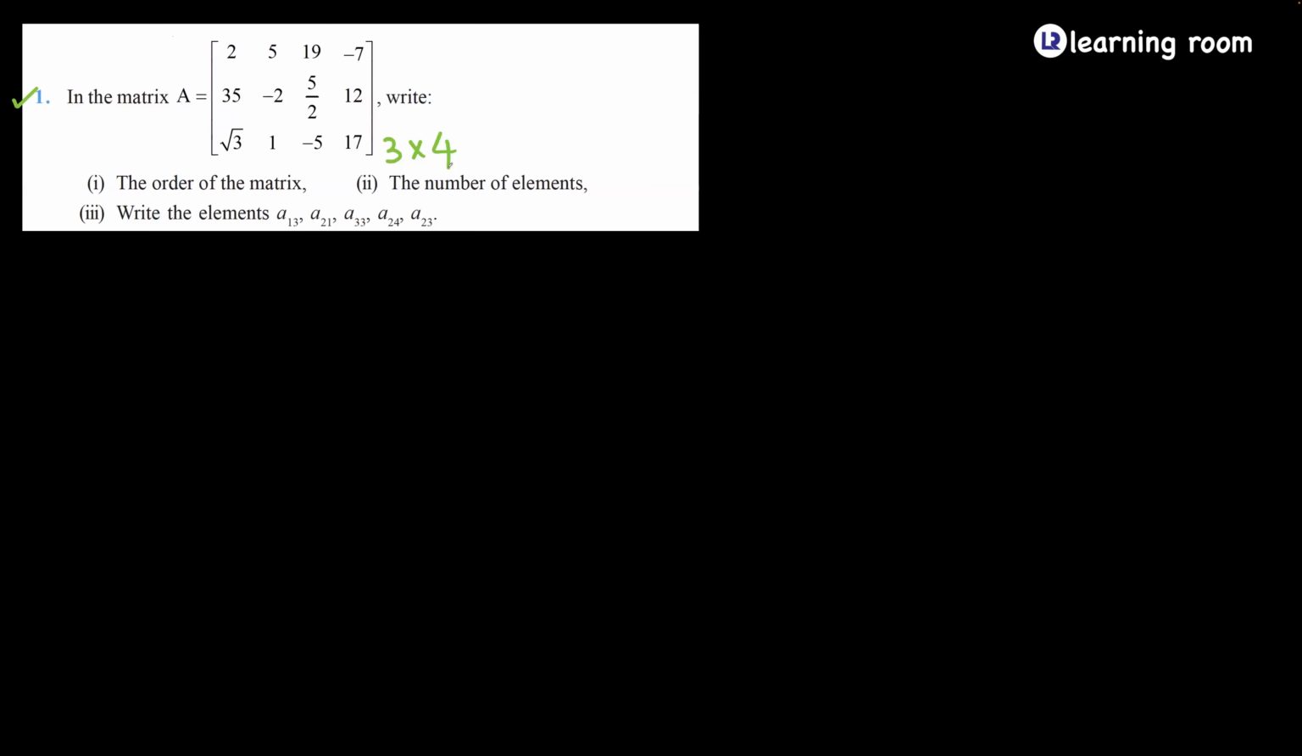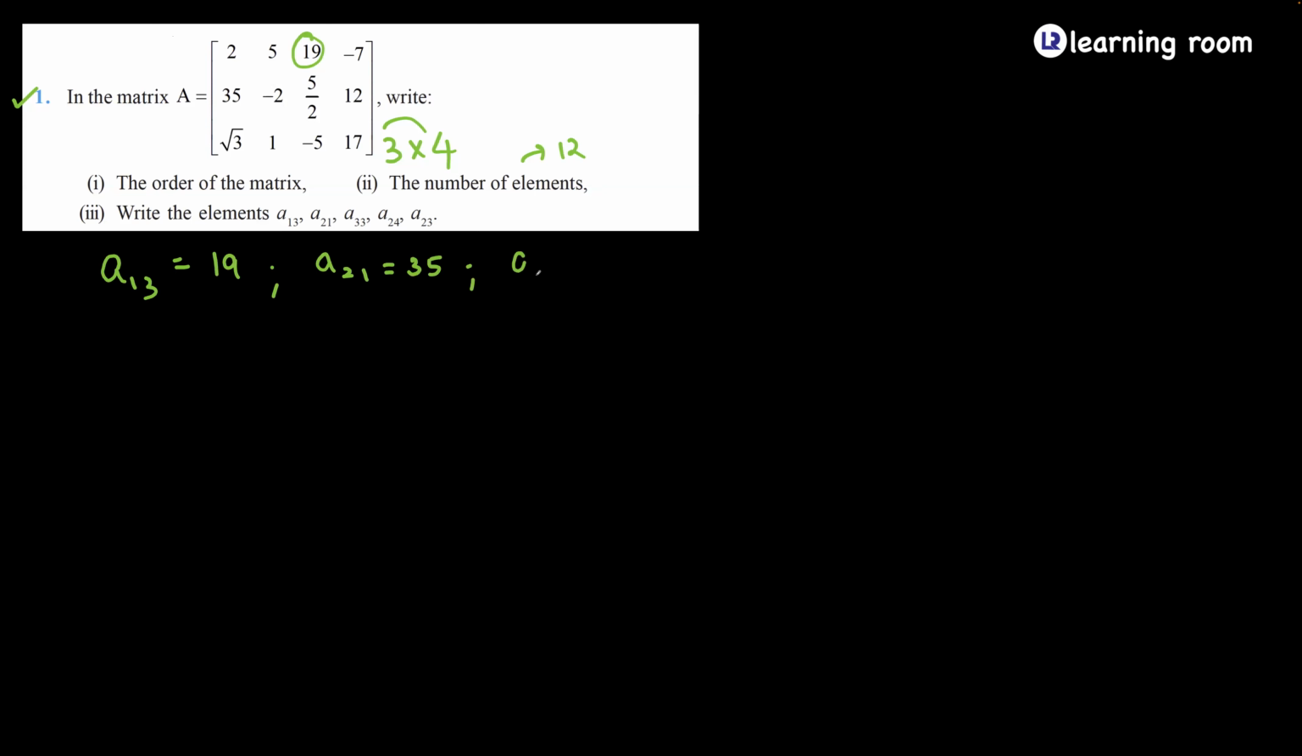What is the number of elements? Obviously, 3 into 4, which is going to be 12. It has 12 elements. Write the elements A13, A21, A33, A24, and A23. So A13 is the element in the first row and the third column, which is going to be 19. Similarly, what is A21? Second row, first column, which is going to be 35.